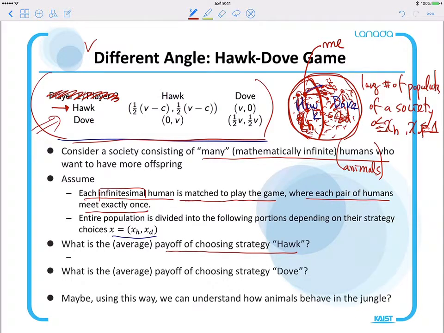So the portion that I'm playing the game where my opponent plays hawk is xh. Why? Because xh is the portion of the entire population which chooses hawk, and the portion of opponents that play dove is xd. Okay, I normalize that.